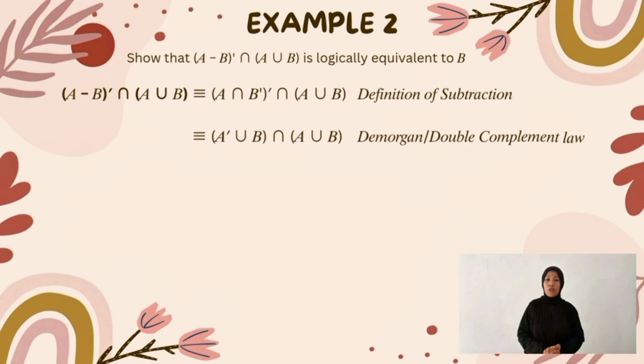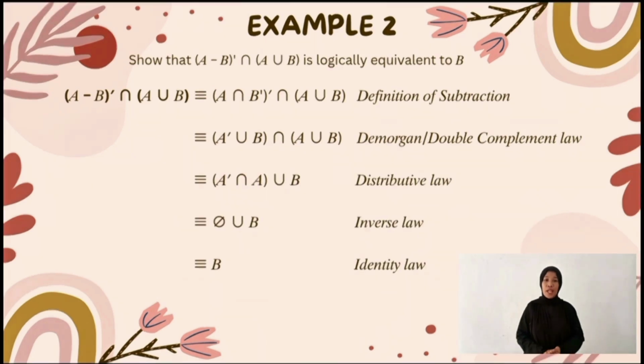For this example 2, let's go through the solution step by step. First, we use the definition of subtraction to change the minus sign inside the first bracket to A intersect B prime. Next, we apply De Morgan's law and the double complement law. This distributes the outer prime, changing the expression into A prime and B.